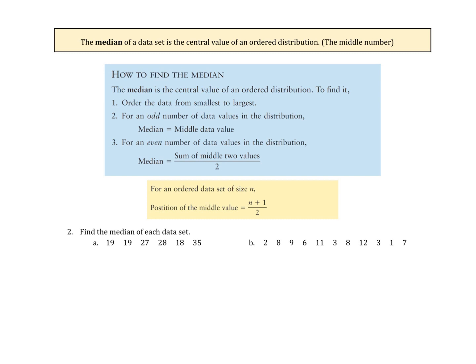Now we're going to talk about the median. The median of a data set is the central value of an ordered distribution, or the middle number. So the numbers do have to be in order from least to greatest. So our first step to find the median is to order the data from smallest to largest. So let's do that in 2A.